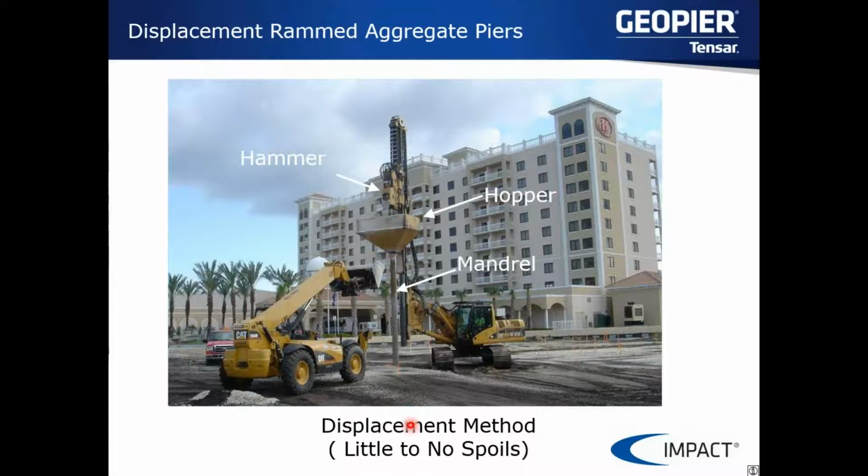The stone will flow down to the tip, and then we'll continue building that element in a similar fashion up to the surface. The same benefits as the drill and fill system, but just a different way to do it to allow us to get a little deeper, as well as to avoid some of the limitations of a hole staying open, or avoid limitations of working in collapsible soils as well.